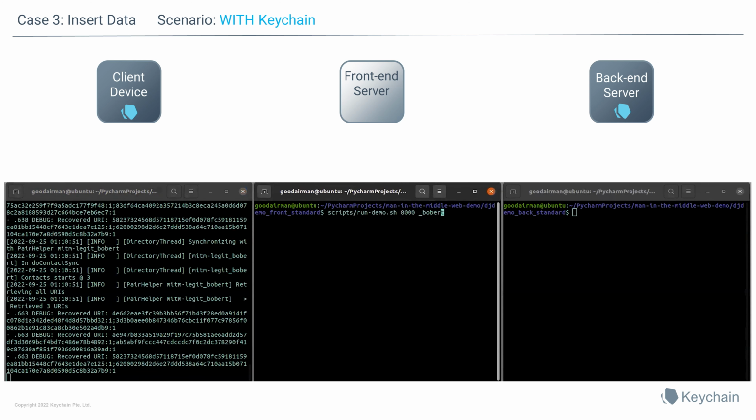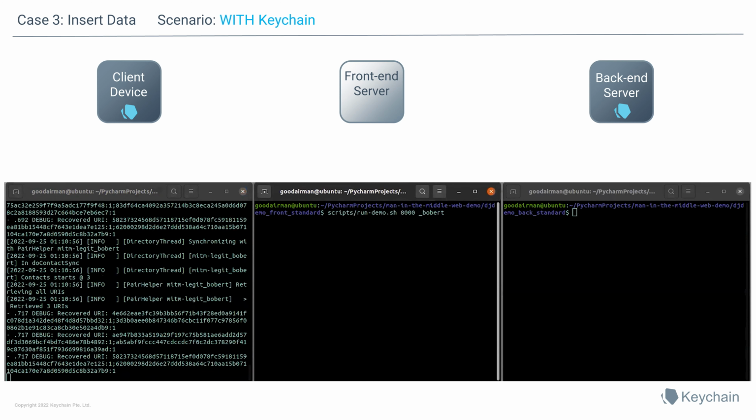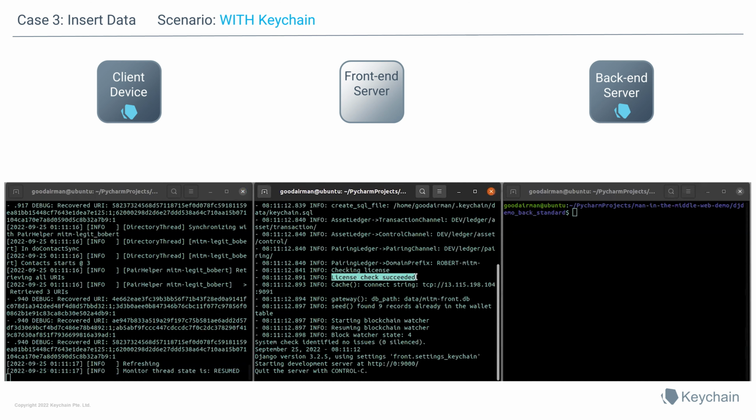And it's the same command as with Keychain disabled with two different things. First of all, this needs to be running on port 9000, and we have one additional parameter, Y, which means yes, we want to run with Keychain. And this is a proof that we're running with Keychain, the fact that we are doing our license check here.